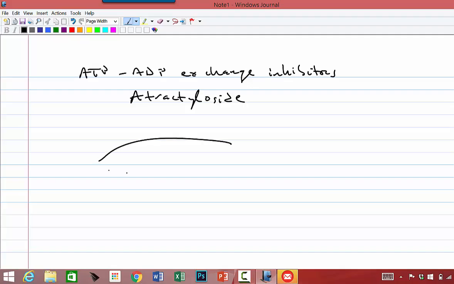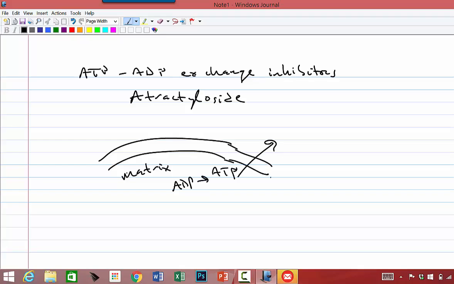Well, remember, when we're inside the matrix here, you're building up ATP on the inside, okay? So ATP is being built up on the inside. And you're consuming ADP, okay? And so at some point, you need to get that ATP out for the rest of the cell. You need to get that ATP out. And you need to bring in ADP to be used for more ATP synthesis, right? So you need to bring in fresh supplies of ADP. You need to remove the ATP. Well, there's a protein in there that exchanges those, okay?